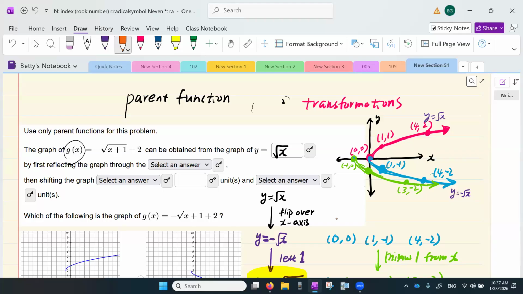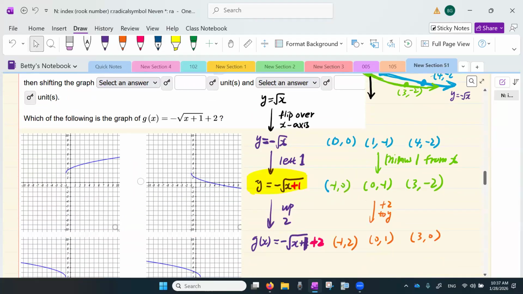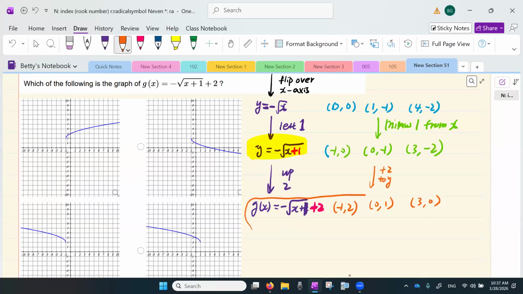So it's here, and here, and here. So it's gonna look like that. The orange curve, the final function g, gonna pass through -1, 2, 0, 1, 3, 0. All right? Using convenient points is so important in this section.